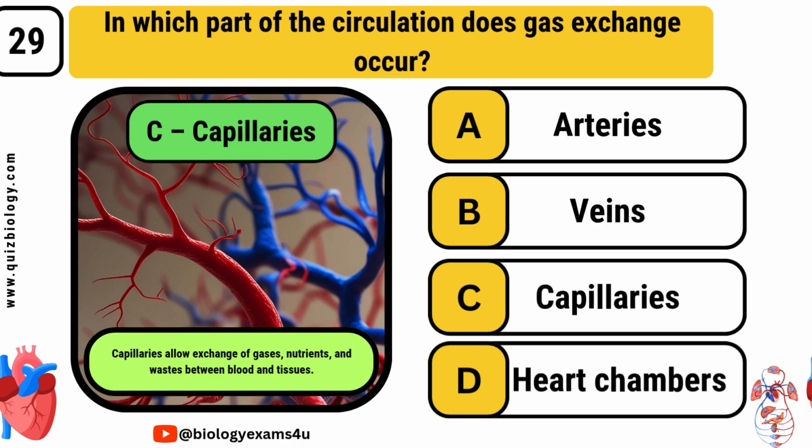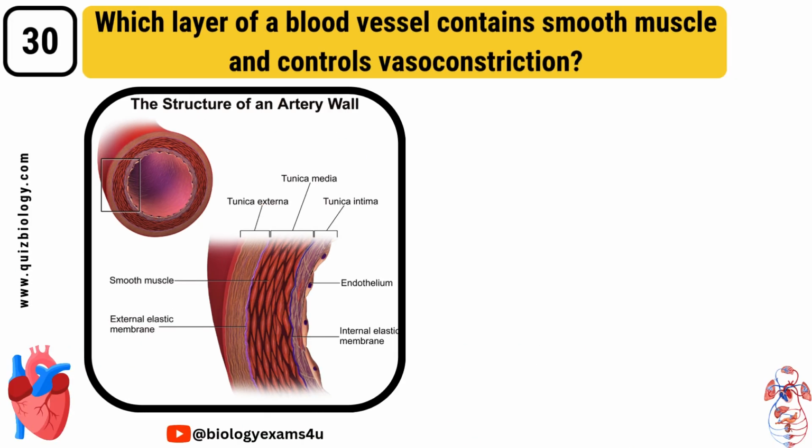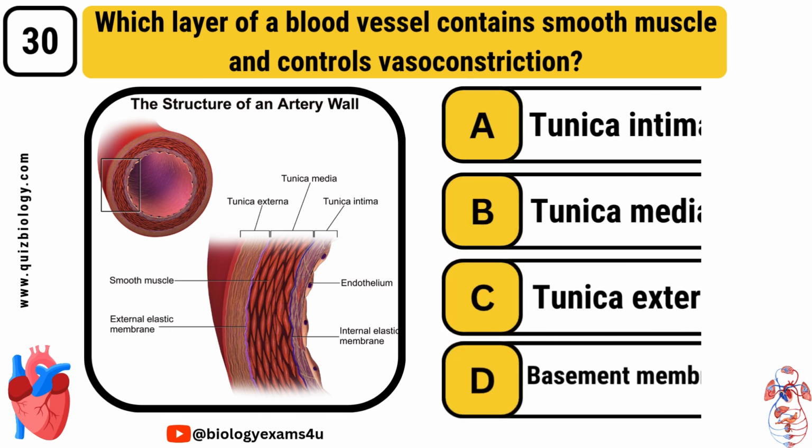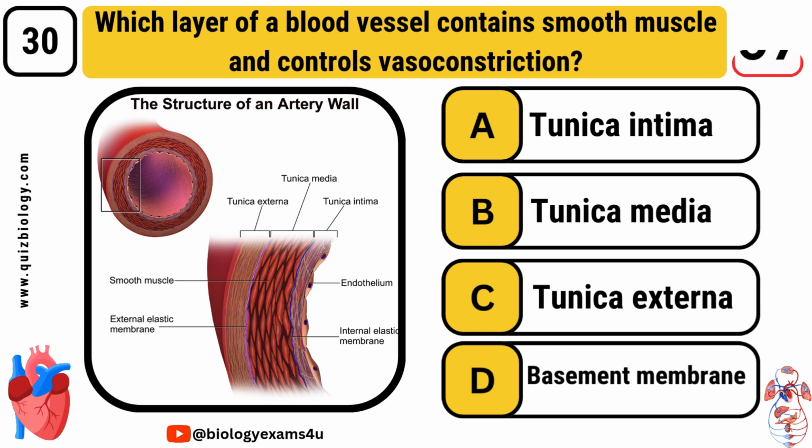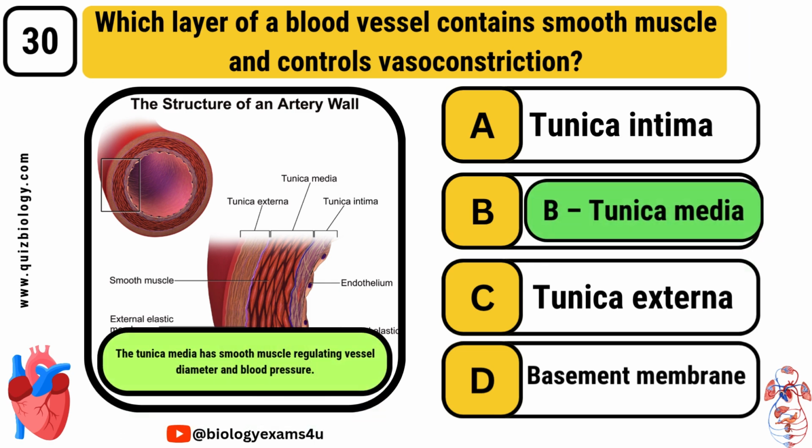The answer is capillaries. Final question: which layer of the blood vessel contains smooth muscle and controls vasoconstriction? Tunica intima, tunica media, tunica externa, basement membrane. It is the tunica media that has smooth muscle regulating vessel diameter and blood pressure.